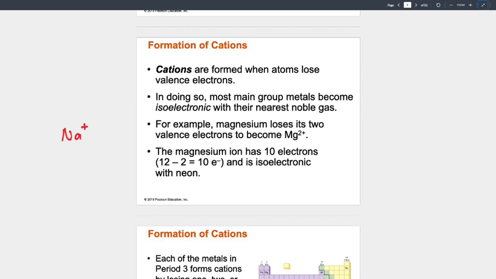Why is sodium as a metal positive? Why did it give up its electron? To follow the octet rule, to look like the noble gases, neon. Not the halogens, but the noble gases. Why didn't sodium look like argon? Because argon's a noble gas. Because neon is closer.